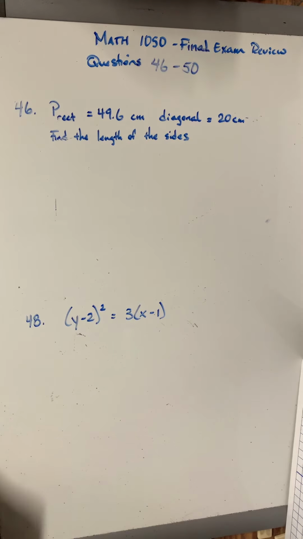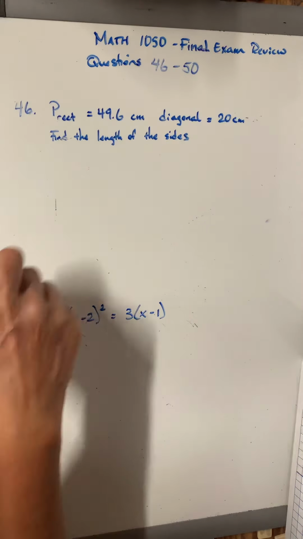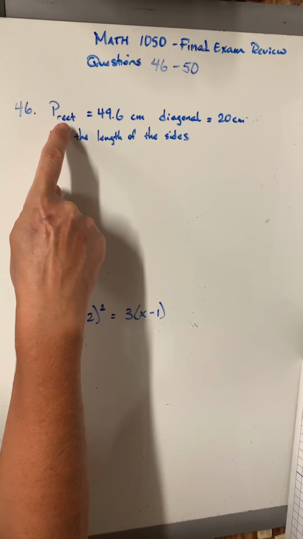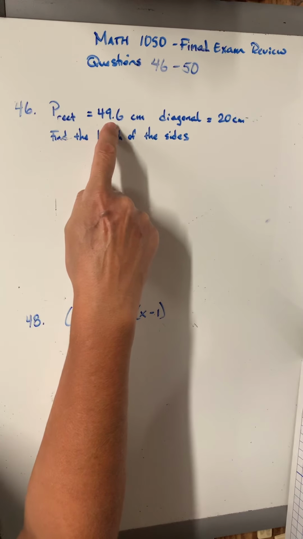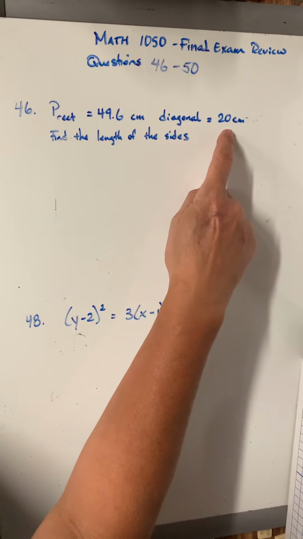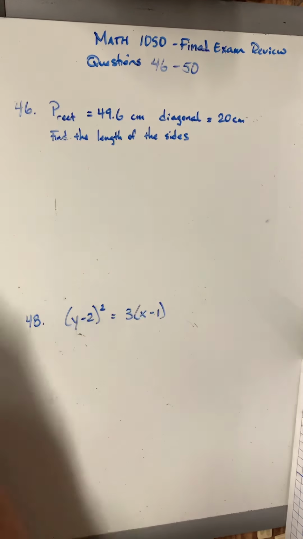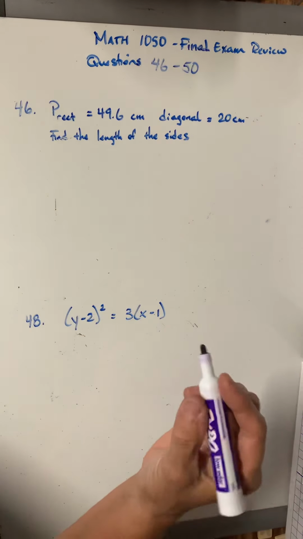Hello, this is the video for questions 46 through 50 of the final exam review for Math 1050. Question 46 gives me the perimeter of a rectangle as 49.6 centimeters, and then the diagonal is 20 centimeters, and they want me to find the lengths of the sides.